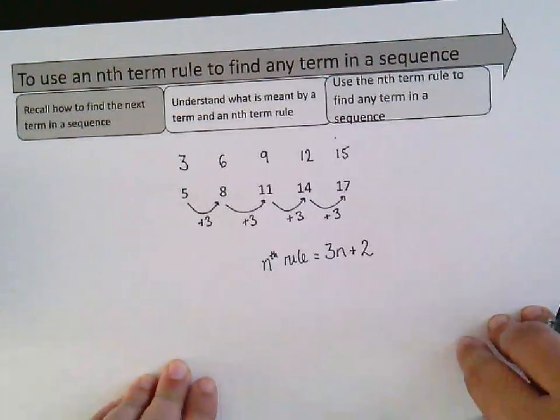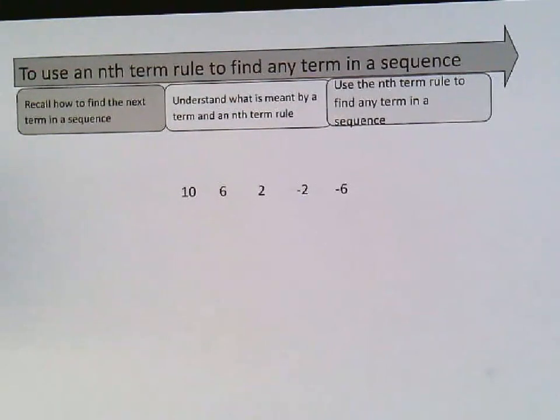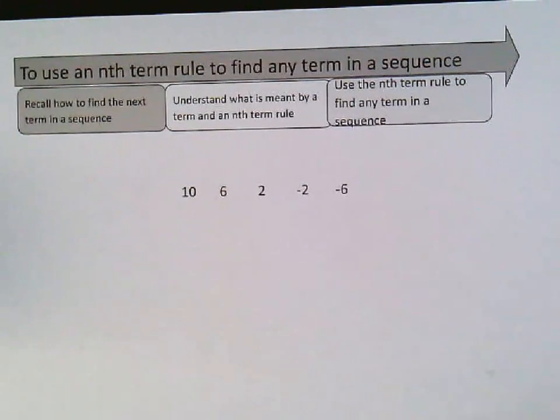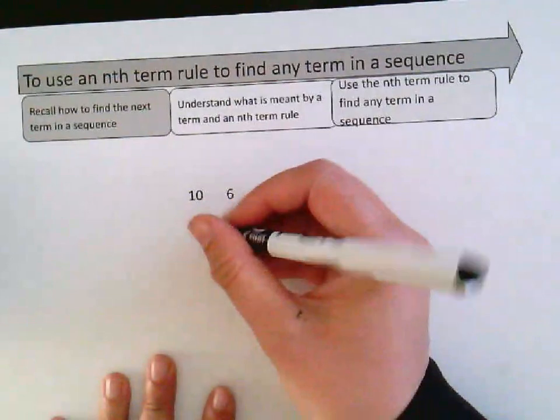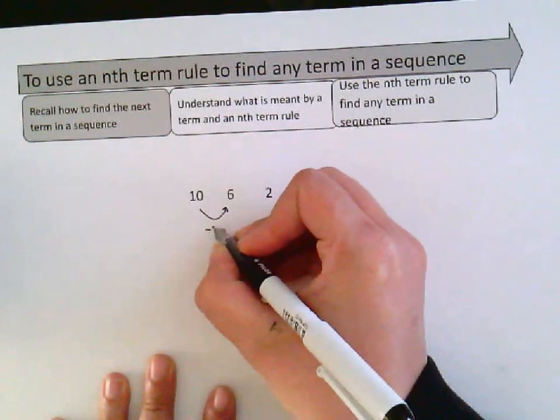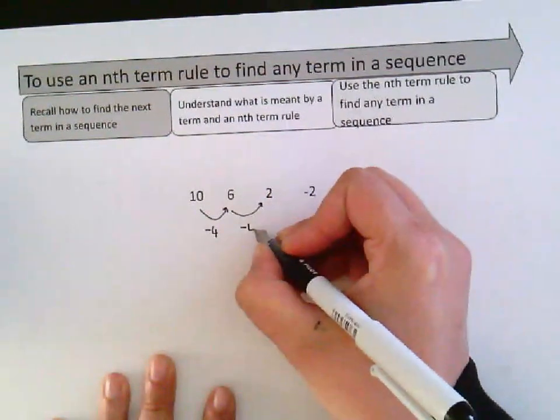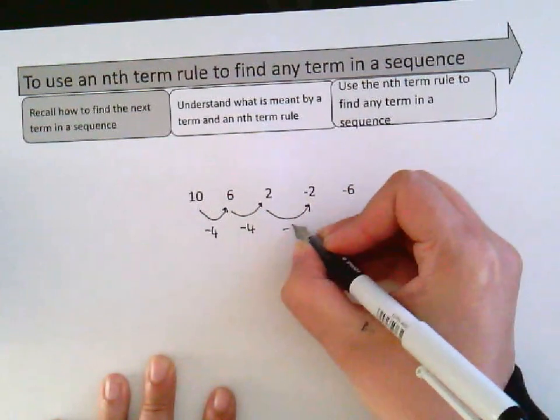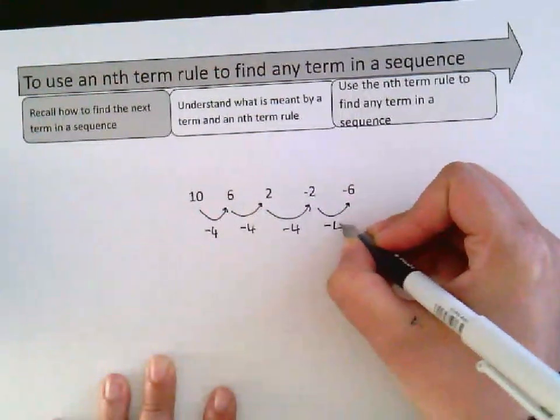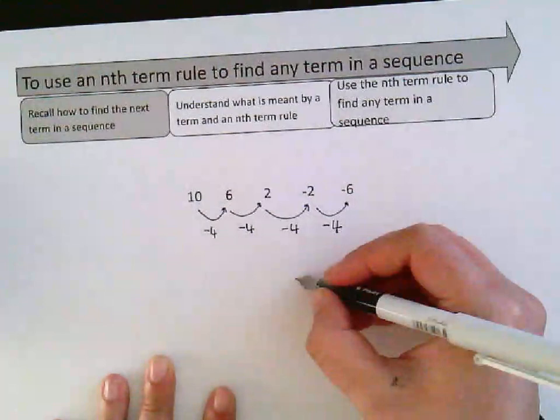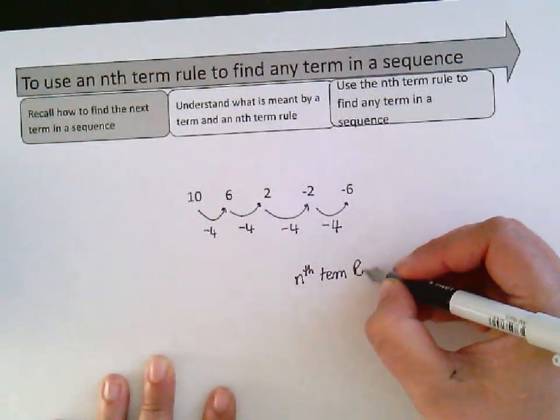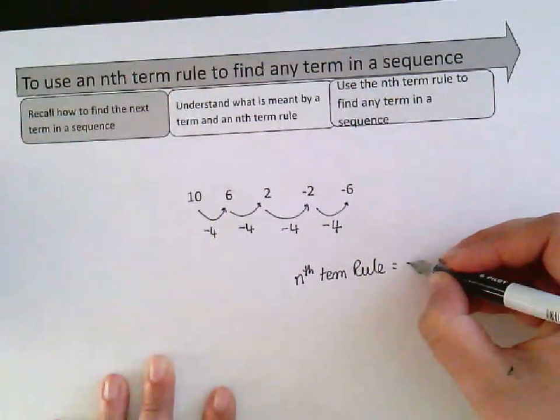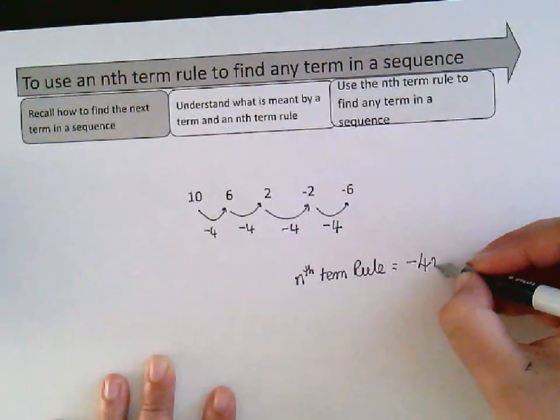Let's do one more, but this time I have a decreasing sequence. So as before, if you want to try this ahead of me, pause the video now, and then you can see if our answers match. Okay, this time the sequence is going down by 4 each time. That means my nth term rule would start with minus 4n.